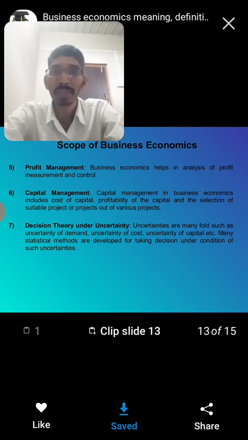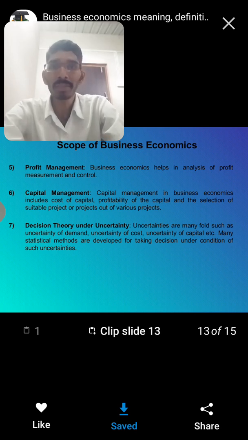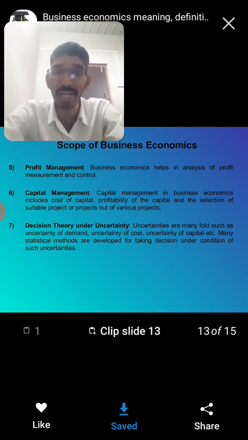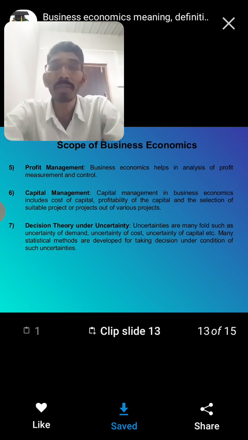The next one is profit management. This is also a very good topic in business economics, because everyone takes risks and makes more and more effort only for gaining profit. If there is no profit, there is no risk. That is why business economics helps the business manager in the analysis of profit measurement and control, the formulation of profit policies, and break-even analysis.